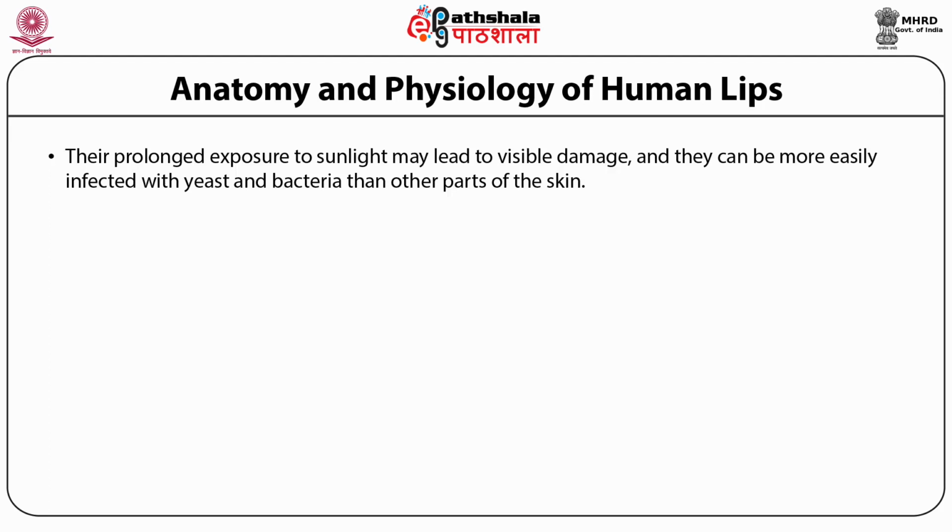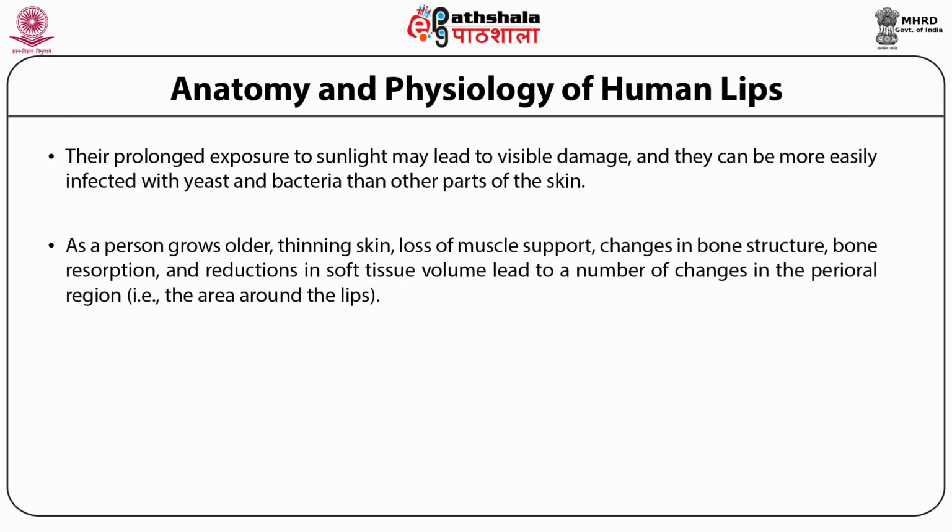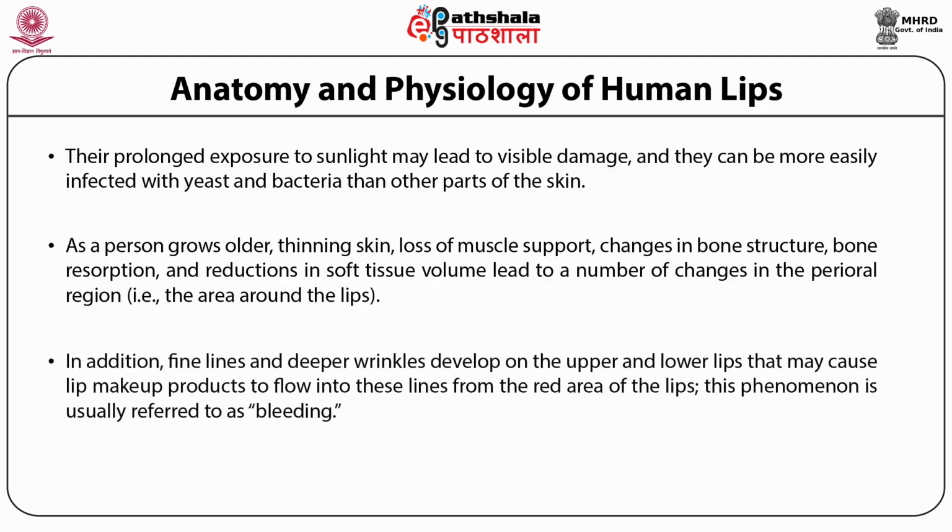The quality and structure of the lips change over time. As a person grows older, thinning skin, loss of muscle support, changes in the bone structure, bone resorption, and reduction in soft tissue volume lead to a number of changes in the perioral region, that is, the area around the lips. The lips become flat, thin and less shapely. In addition, fine lines and deep wrinkles develop on the upper and lower lips that may cause lip makeup products to flow easily into these lines from the red area of the lips.